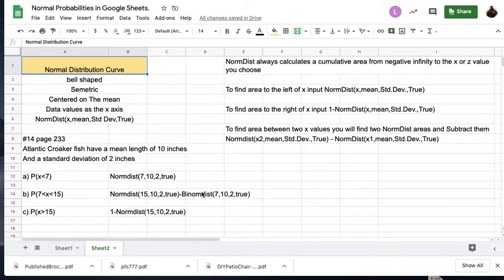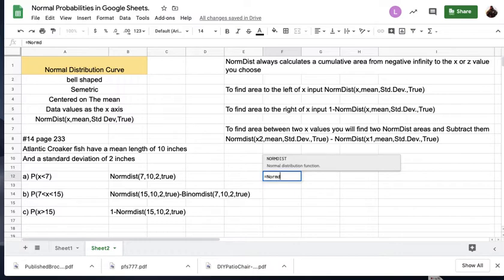I already have our inputs written down here. Less than 7 is going to be normal distribution, 7, 10, 2, and the word true. So let's give it a shot here. Equals normal distribution, 7, 10, 2, true. And if we did this correct, the textbook here says that the answer is 0.0668. 0.0668. And again, I changed my format on these ones where I knew the solution was going to be up under format. I changed it to 4 decimal places, so it rounded it automatically to 4.